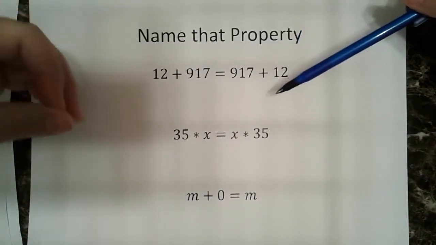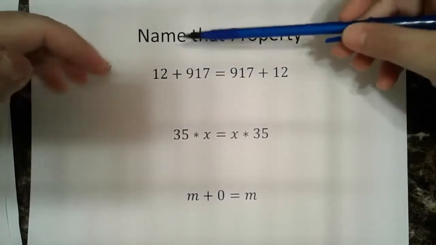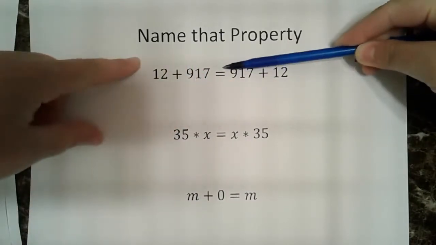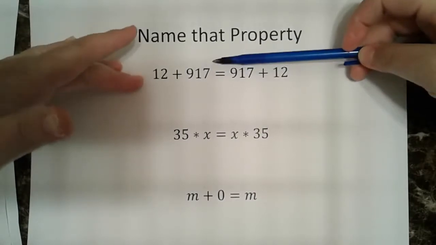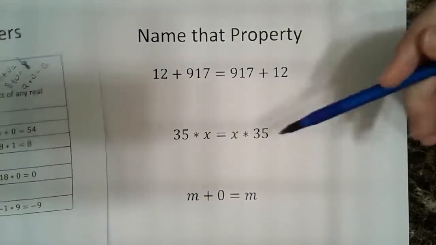Because again, what properties are, they're rules. They say, hey, look, you can do this. I can switch these numbers around and still come up with the exact same answer. Okay? So what property is this? Well, if you need to, go back and look at our properties.